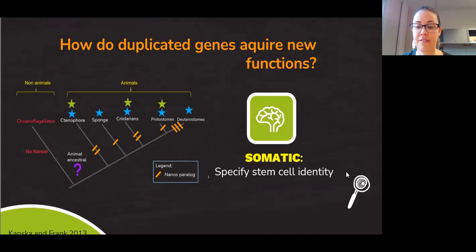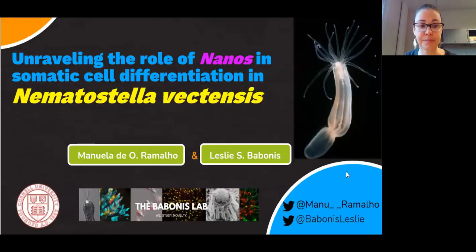As the germline functions are much more studied, conserved, and consistent across all lineages of animals, to understand how duplicated genes acquire new functions, it makes more sense to focus on the somatic functions. So how did these new somatic nanos functions arise? That is what we are pursuing in this talk today.